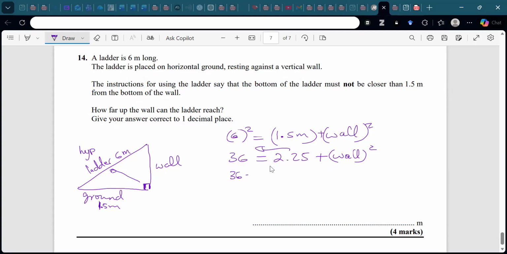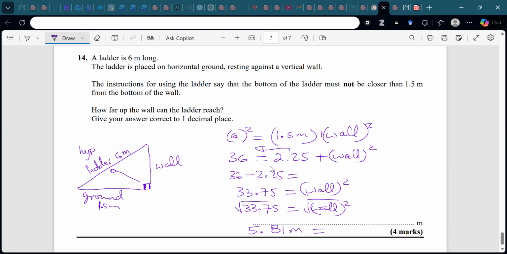So we have 36 minus 2.25, which is going to give us 33.75. Get the square root of both sides. The square root of wall squared. So this is telling us that we take the square root of 33.75. We're going to end up with 5.81 meters is how far the ladder will reach up the wall.